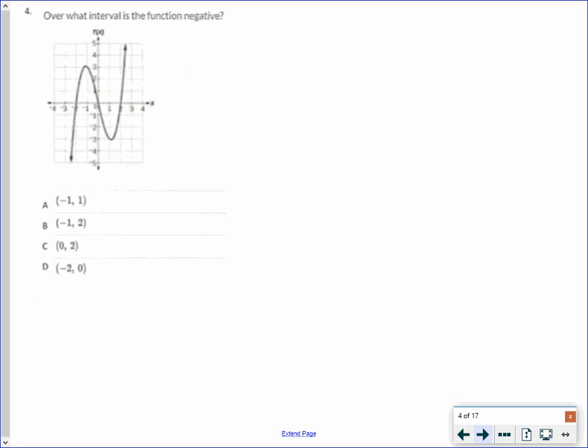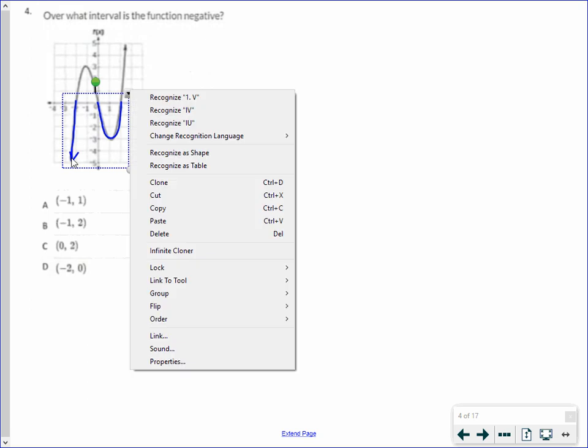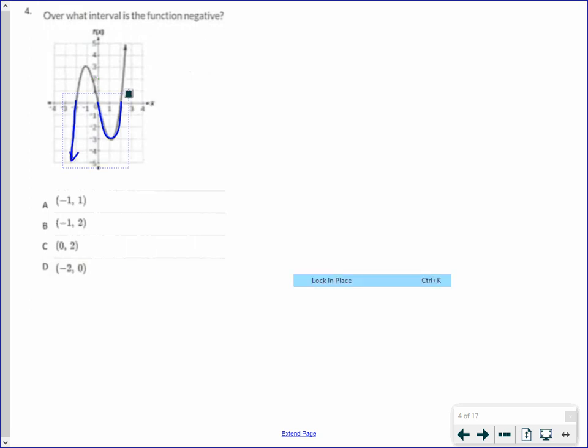All right, for number 4, we're asking over what interval is the function negative. For a function to be negative, that means we want everything below the x-axis. So let's go ahead and just mark our portions of the graph that are below the x-axis. So that'll be from this arrow here up to here, and on this portion here. And like before, we're going to lock this in place. And let's go ahead and look at our answer choices.